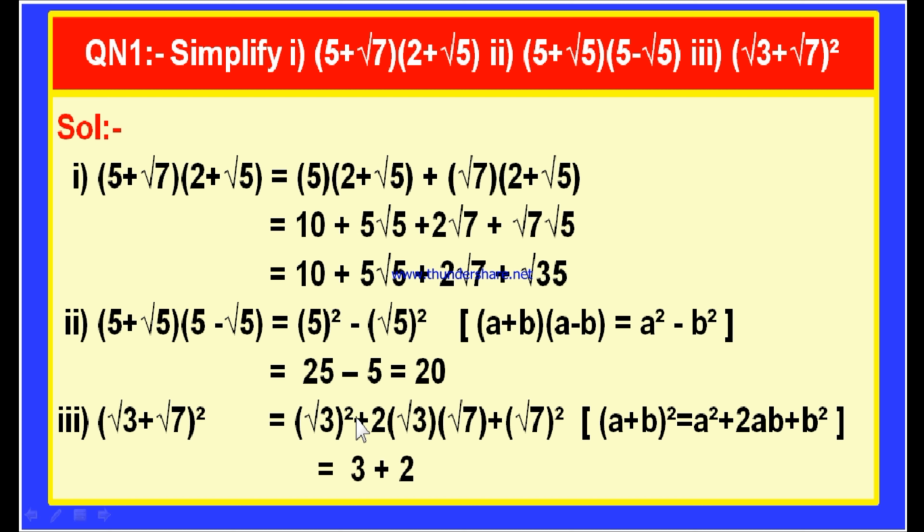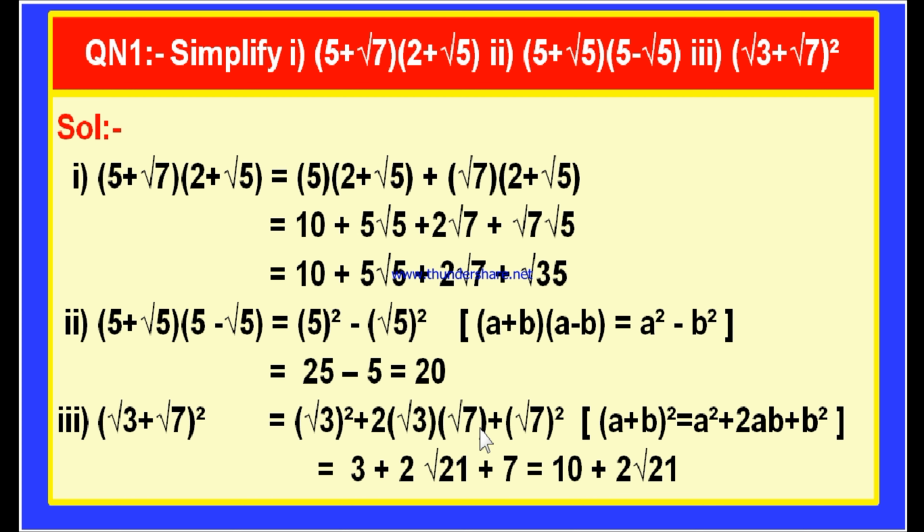Now (√3)² is equal to 3, plus 2 into √3 into √7, whole root of 3 7s is 21, plus (√7)² is 7. Now this is an irrational number, whereas 3 and 7 are rational numbers. You can add these two rational numbers. 3 plus 7 is 10, plus 2√21.